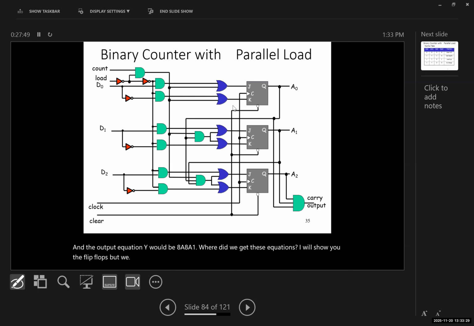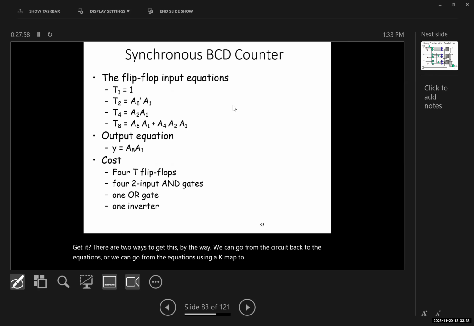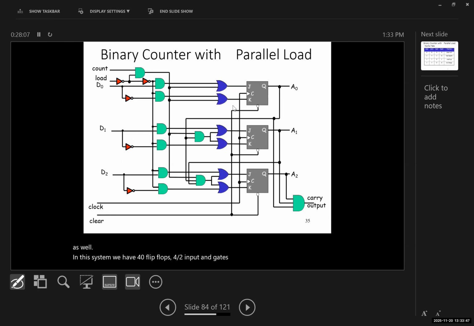There are two ways to get this, by the way. We can go from the circuit back to the equations, or we can go from the equations using a K-map to the circuits, which I would explain as well. In this system, we have 4 T flip-flops, 4 2-input AND gates, 1 OR gate, and 1 inverter.